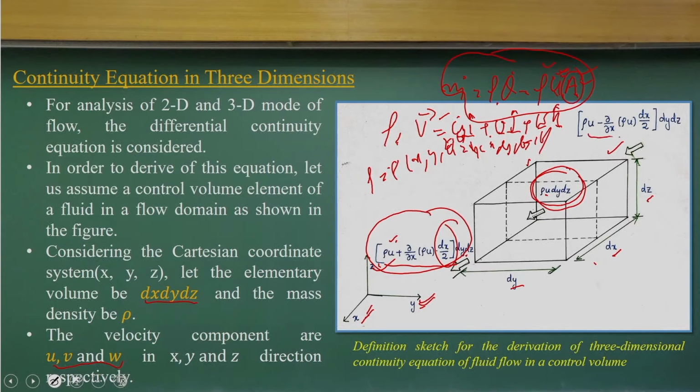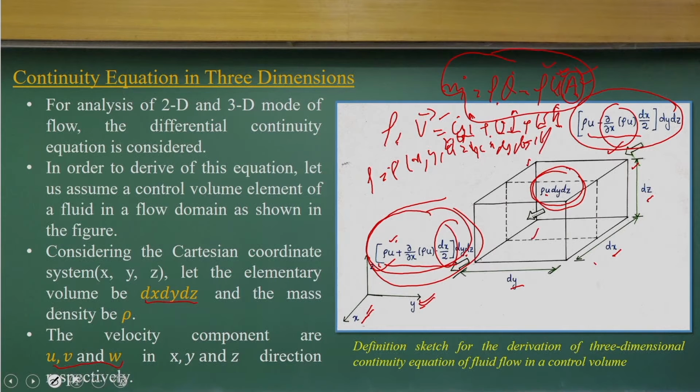In the same way, the mass influx that we compute at the other surface will be rho u minus the same term, because minus dx by 2 is just behind the centroid plane. So you can get the mass flux. This is a simple Taylor series expression you can use to compute the mass flux coming into one surface and going out from the other surface.